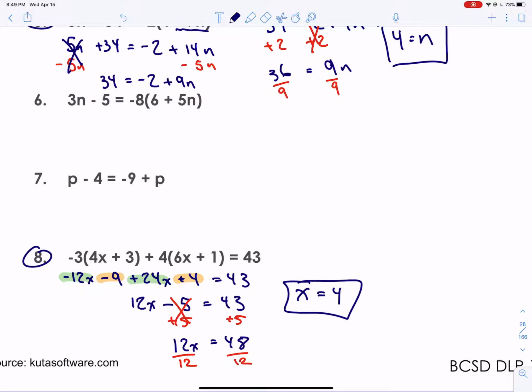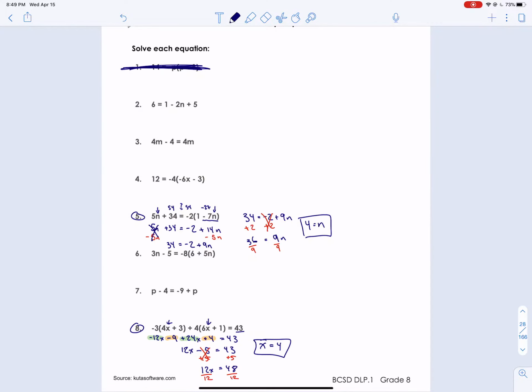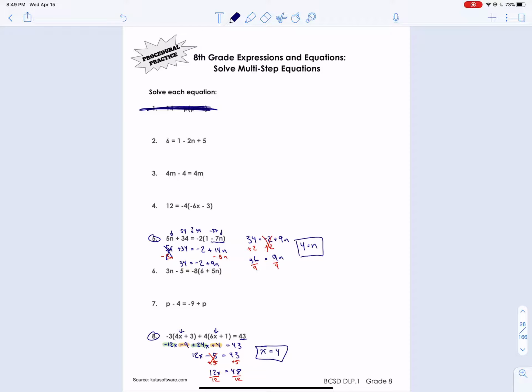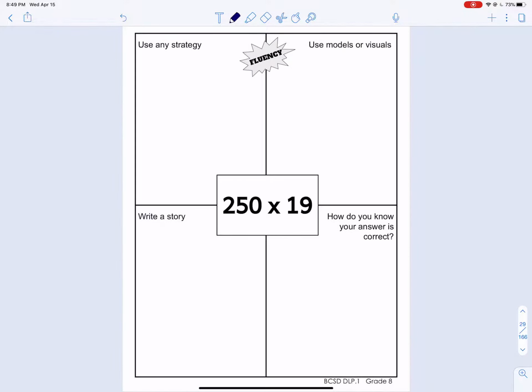Again, you can plug it right back into these two spots, multiply it out, add inside the parentheses, and then multiply by the number in front of the parentheses, and see if all of that equals 43. Okay, so that's it for solving equations. The last part is just a multiplication.